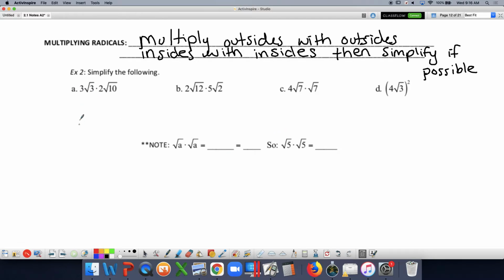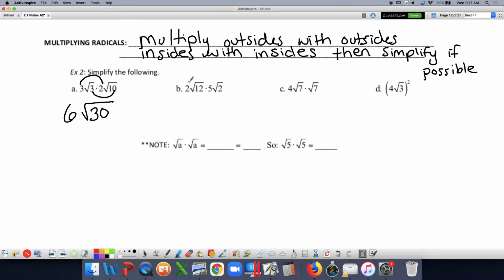All right, so let's look at our first example. I am multiplying these two things, so I'm going to multiply my outsides with my outsides. 3 times 2 is 6. My insides with my insides, and they're going to stay in the radical because they started inside the radical. So I get 6 times the square root of 30. Are there any perfect squares that divide into 30? Nope. That is as simplified as it gets. So part of being able to simplify square roots is being confident that sometimes we cannot simplify them anymore.